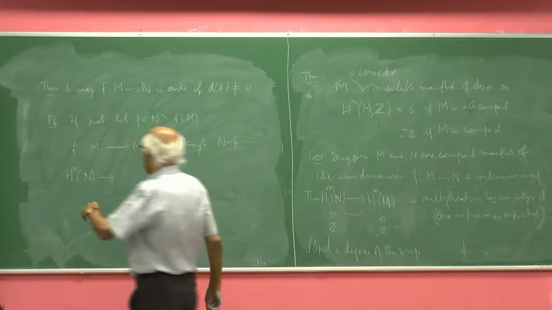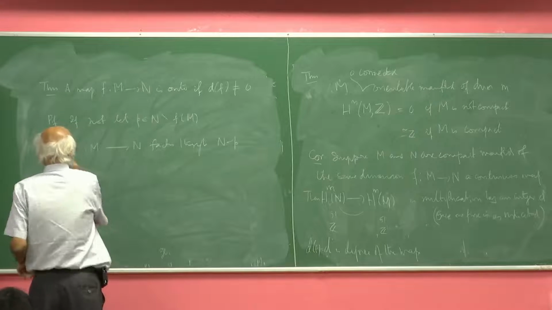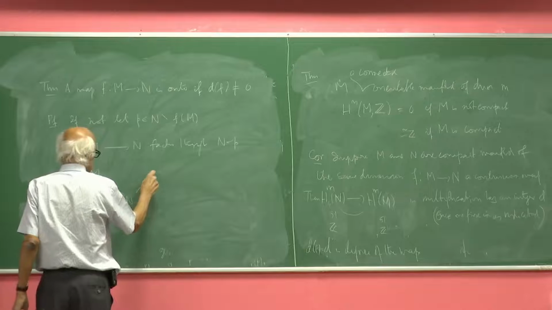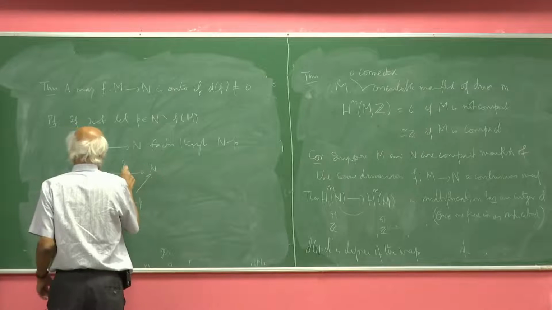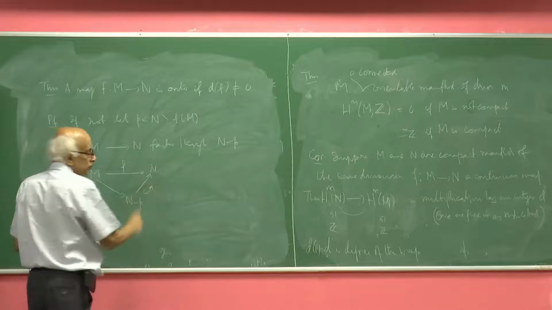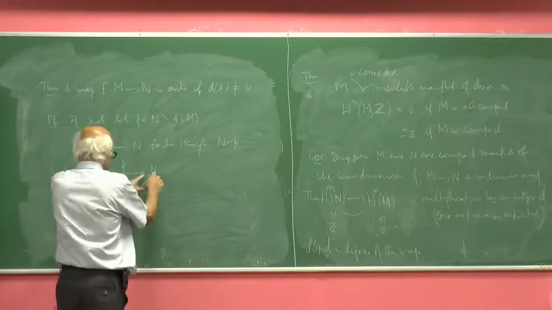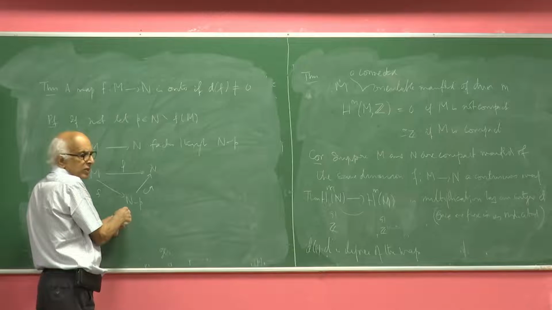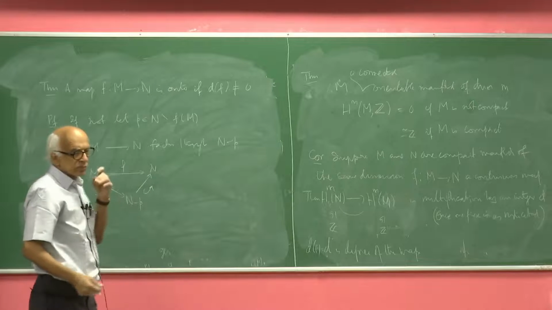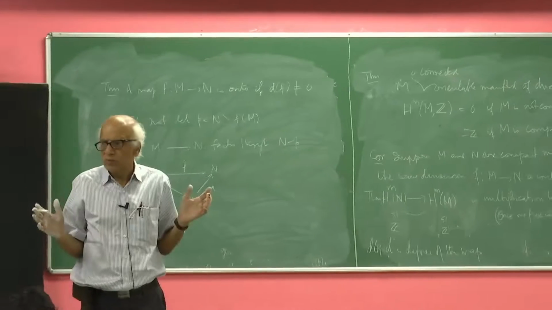Anyway, so f factors through: you have M, N minus P, and then you have f here, the same f actually goes through, and this is the inclusion. And the mapping in cohomology will therefore factor through Hn of N minus P, which is 0. So if the mapping is not surjective, the degree is 0. So if the degree is non-zero, then the mapping is onto.